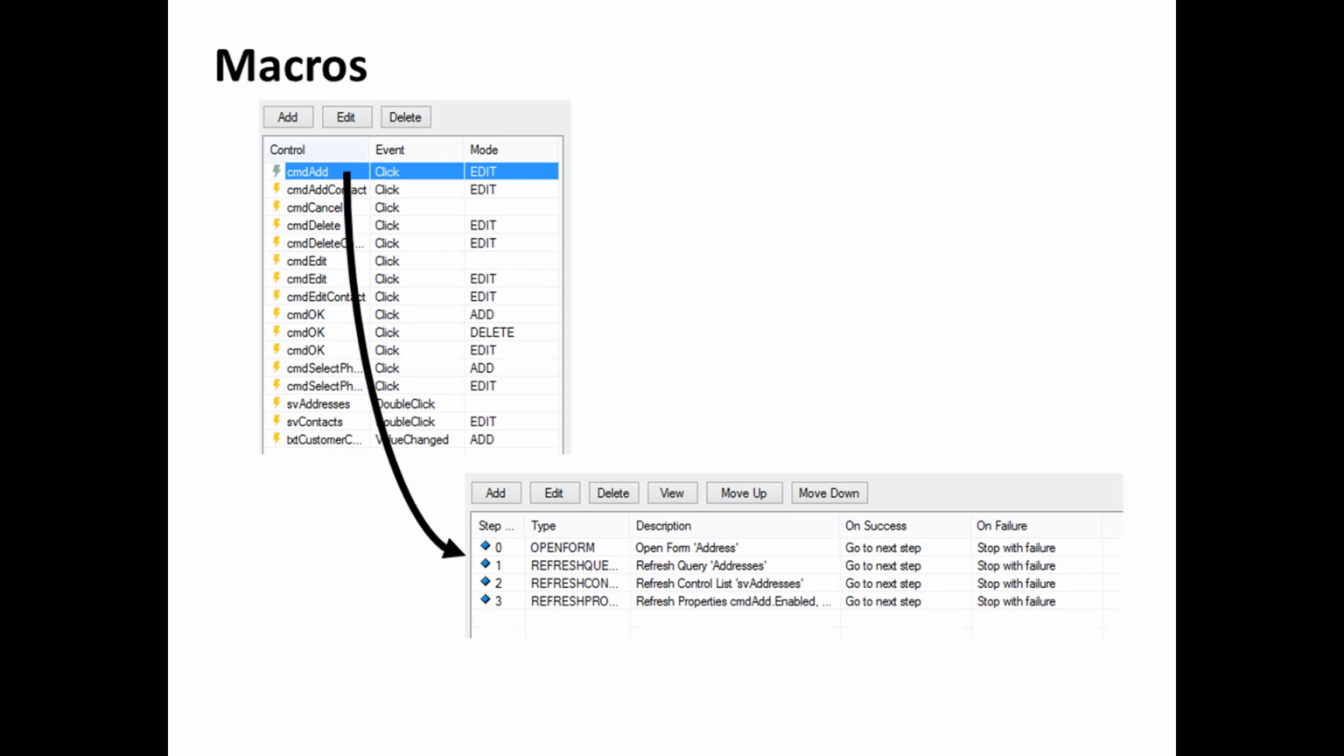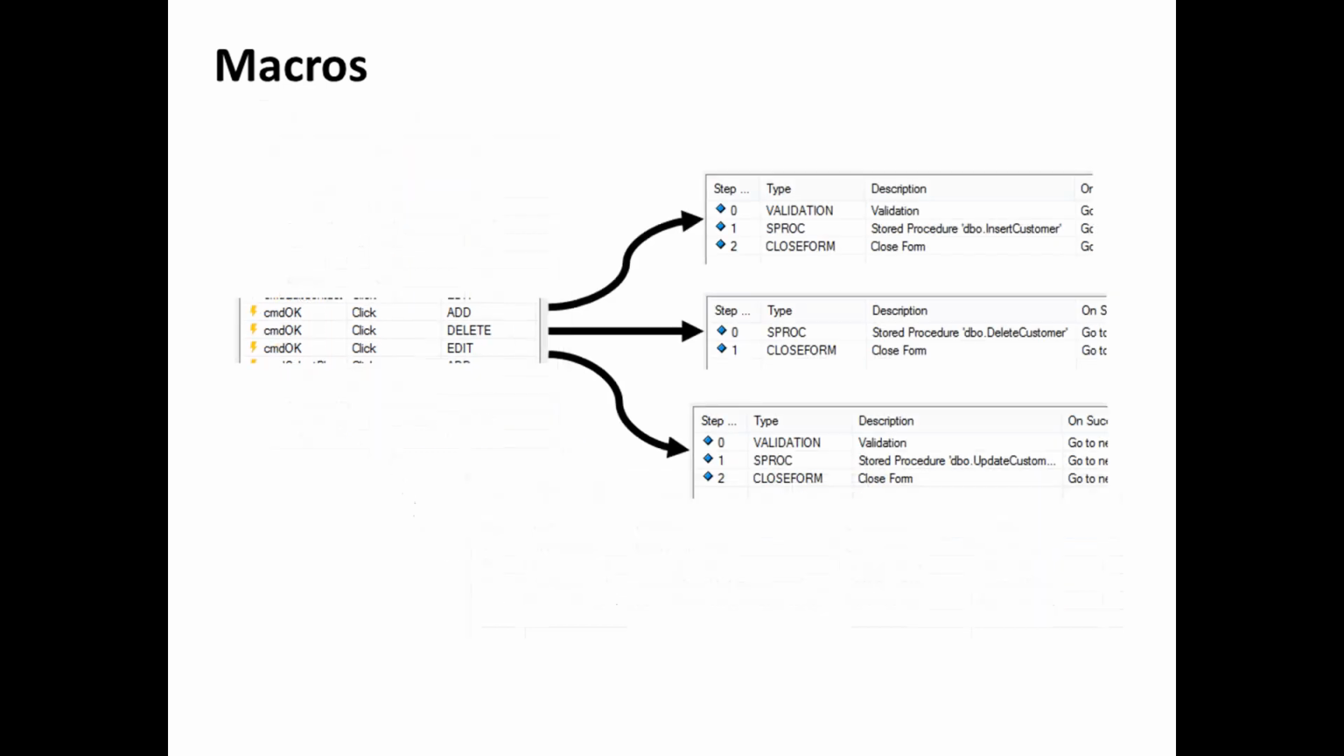An event can either run the same macro for all form modes, or it is possible to define mode-specific macros. For example, in this form, the user is adding, editing, or deleting a customer depending on which mode the form has been called with. As a result, the OK button performs a different macro depending on the form mode.